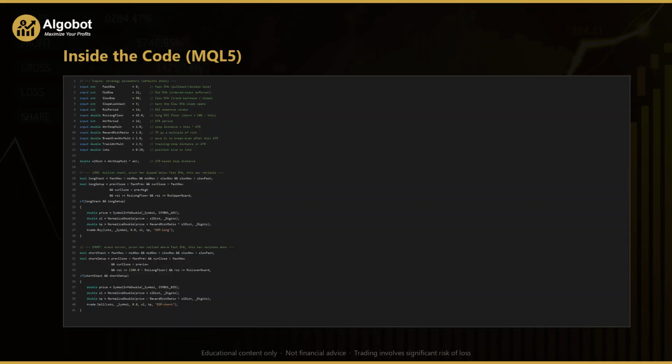The variable long stack checks that the fast average is above the middle, above the slow, and the slow above where it was earlier. The variable long setup then checks that the previous close was below the fast average, the current close is back above it, the current close is above the previous high, and that RSI sits between the floor and the upper guard. When both are true, the code sets the stop loss 1 ATR distance below price, sets the take profit at the reward to risk multiple of that distance, and calls trade.buy.